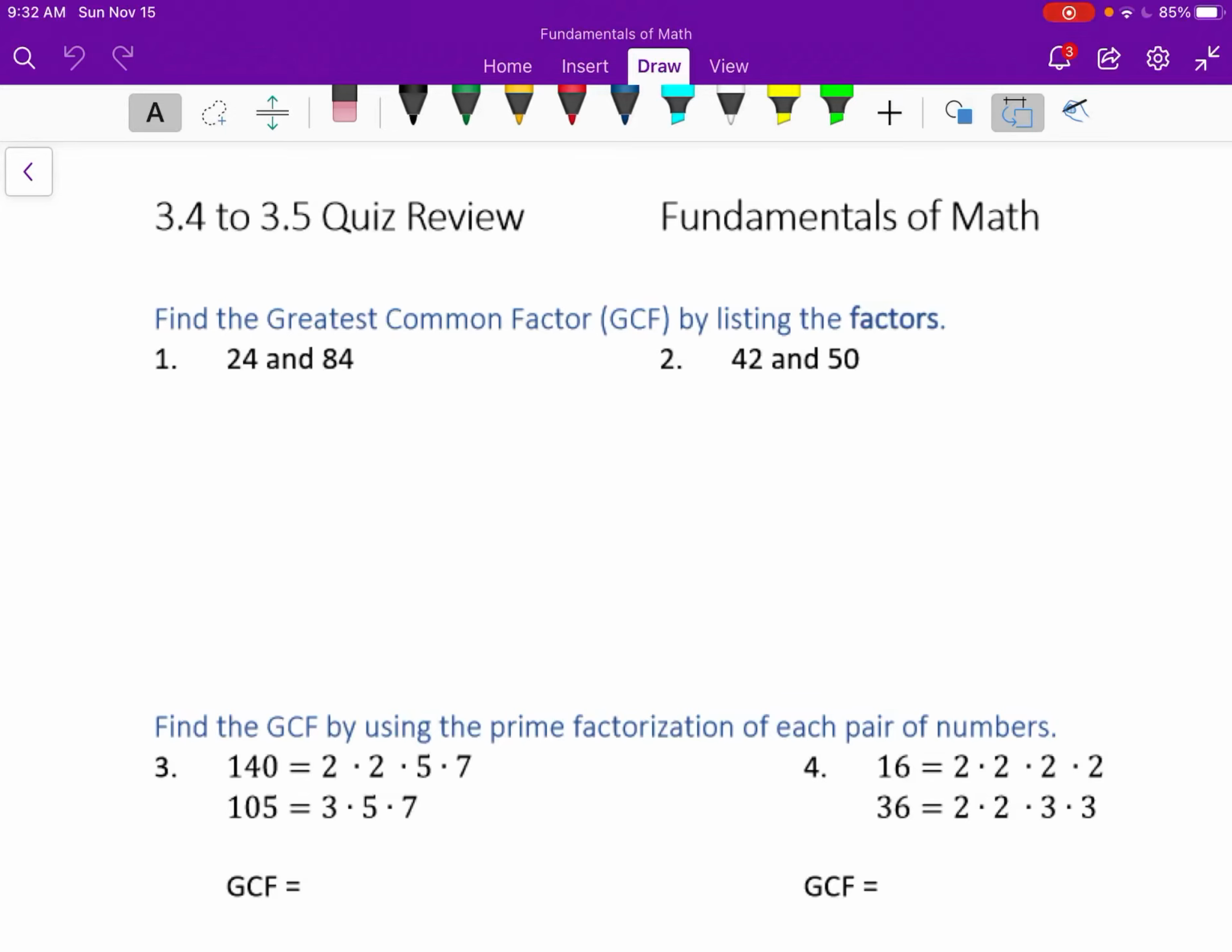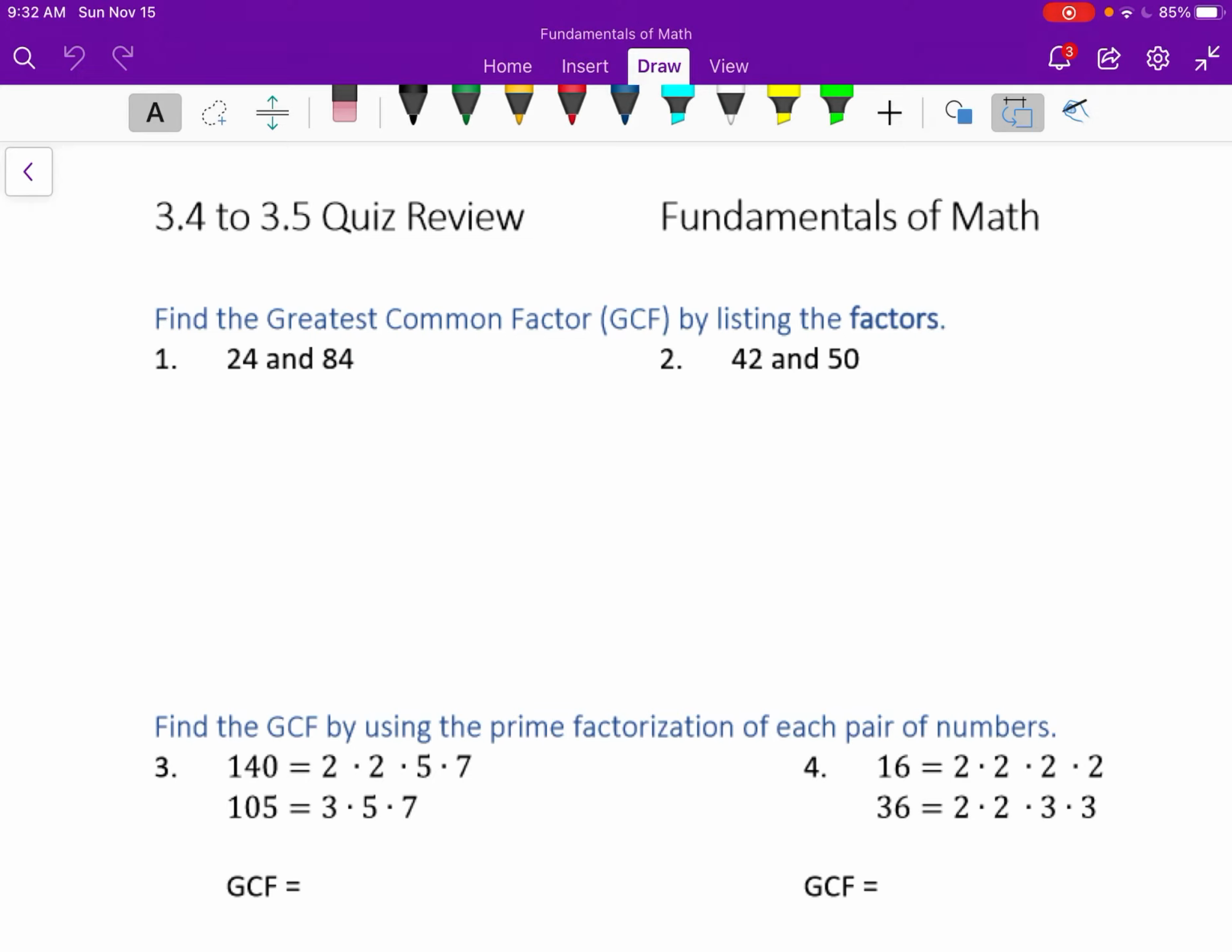All right, we're going to go ahead and look at this review to help you prepare for your actual quiz. The quiz will be set up just like this, same types of questions, same directions, just different numbers on each of the questions. So if you understand these concepts, you should be all set for your quiz. We'll do the first 6 questions in our first video, and then we'll do the second 6 questions in a second video.